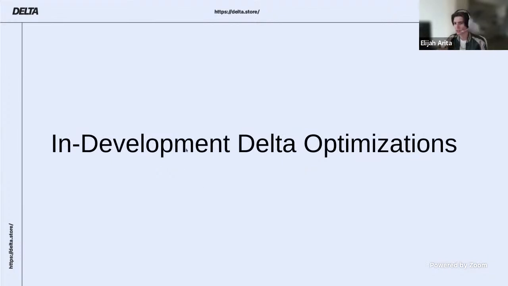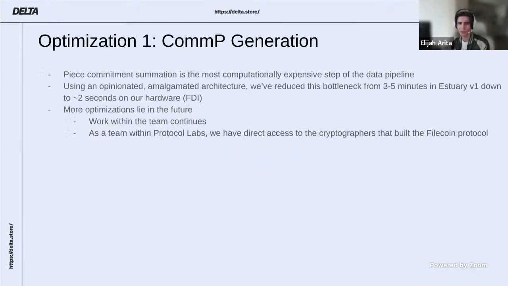So again, I mentioned we're able to do some unique optimizations based on having a more unified and coherent stack. And just two of those that I'm going to go over right now. The first one is going to be CommP generation. So back in Estuary V1, the CommP generation step was taking 3 to 5 minutes, which is not great, to be fair. However, we have been able to bring that down to about 2 seconds on our dedicated hardware, which is a pretty substantial improvement.